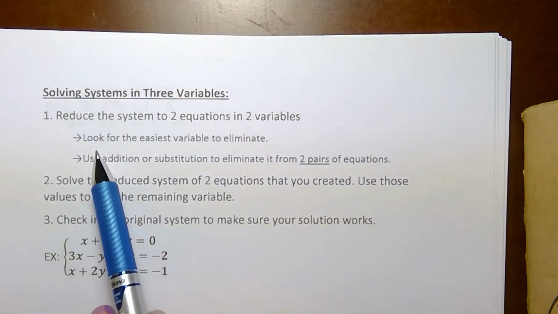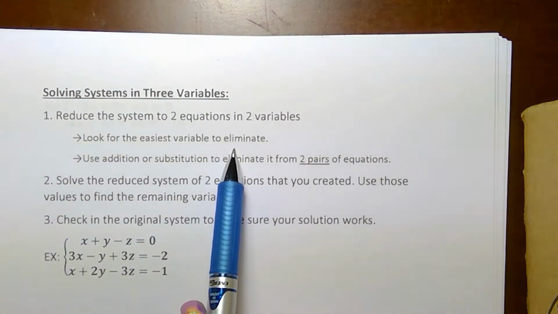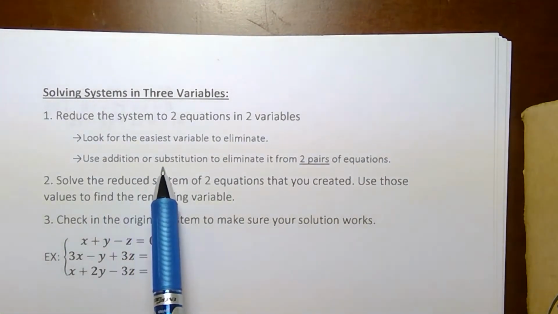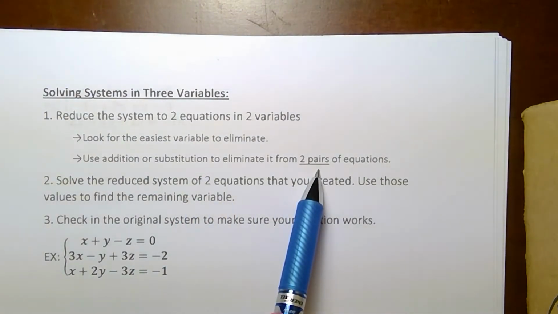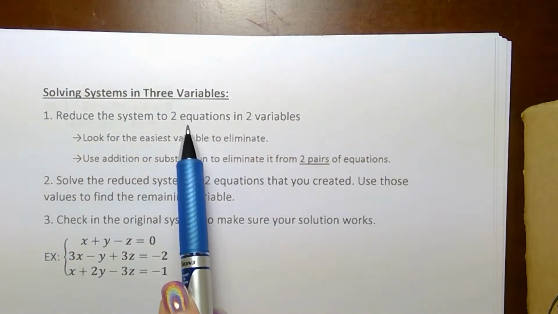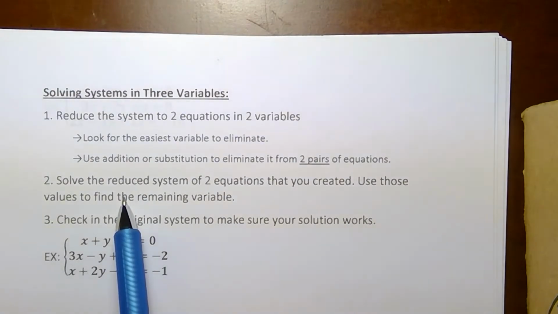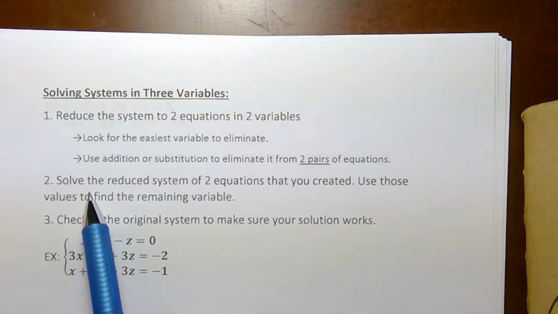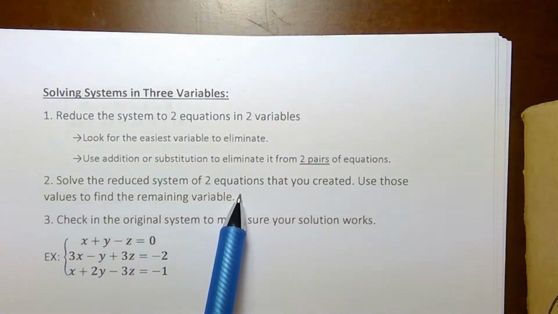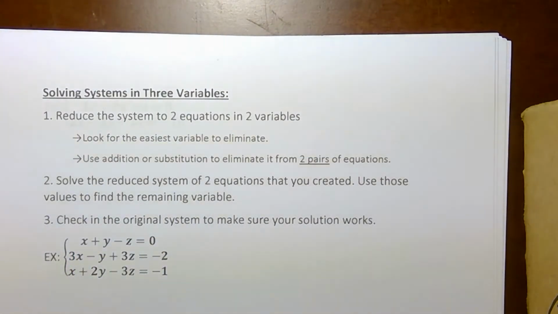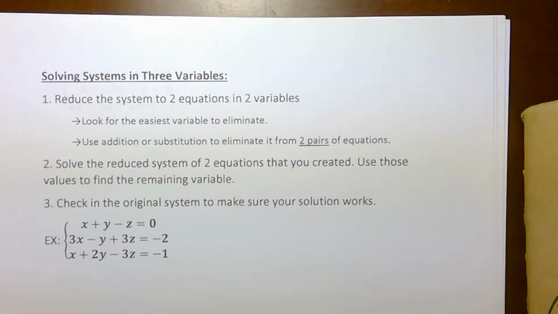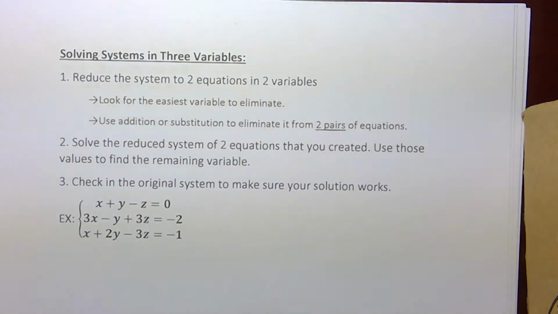The way we're going to do that is look for the easiest variable to eliminate, and we have to eliminate it twice. We're going to use our addition and substitution method to eliminate it from two pairs of equations, so that I have created a system of two equations and two variables, a reduced system. I'm going to solve that reduced system of two equations and use those values to plug back in and find my third variable. Now, it sounds a little bit complex. It's really not. It's just keeping track. We have an original system here. Oh, and then finally you check to make sure it works.